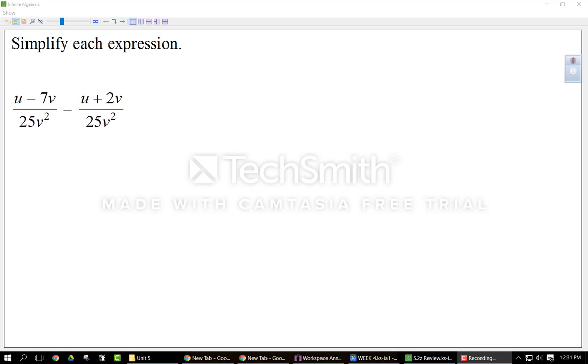This video is the first installment in adding and subtracting rational expressions. This video is going to deal with denominators that are monomials. We'll have some like ones, some unlike ones, and in subsequent videos we'll have some binomials that are like and unlike also. So a rational expression is a fraction.